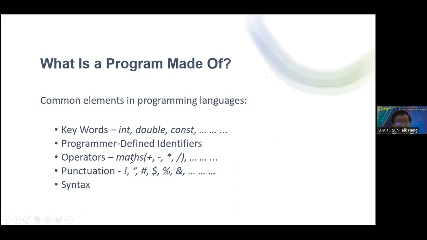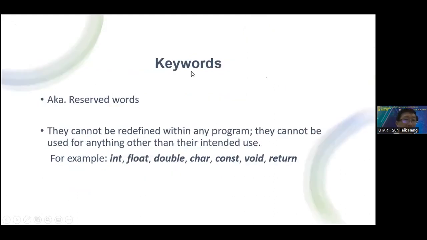Then we also have operators, mathematical operators like the plus, minus, multiply, divide, and so on, punctuations, and finally the syntax of your program. So keywords are the reserved words, in other words. They are reserved words, like for example, int, float, double, char, const, void, and return. I will let you all know the meaning of each of these reserved words later on when we continue with our presentations. So you cannot simply use them, okay?